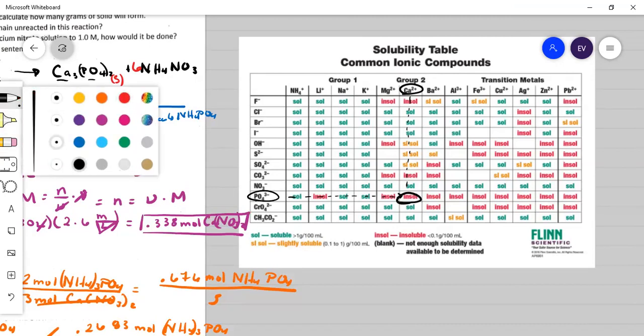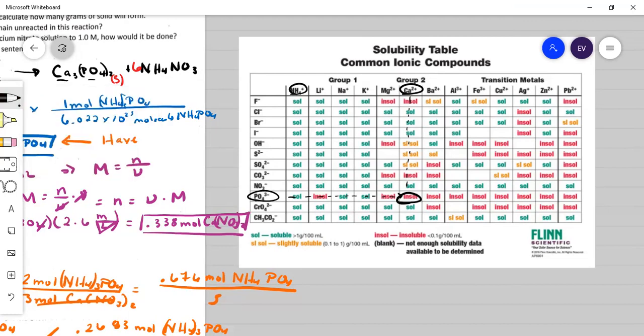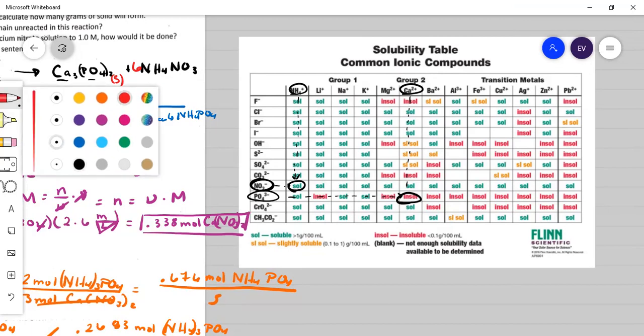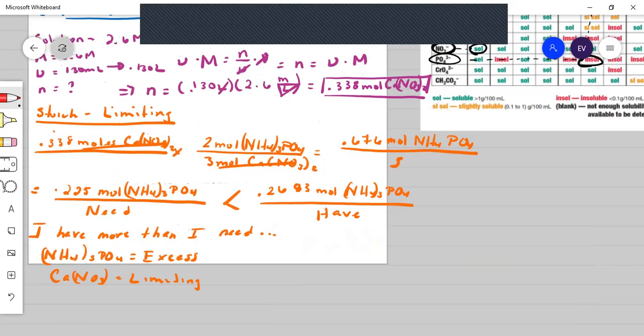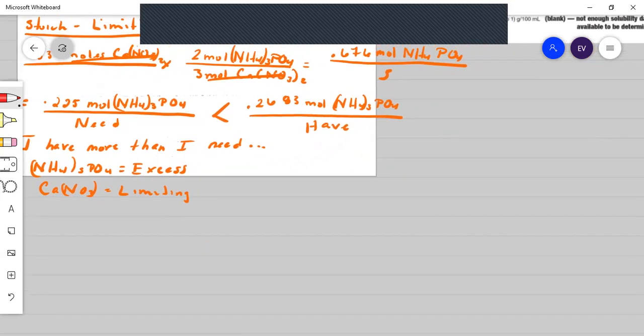So let's go back and take a look at ammonium nitrate. Here's ammonium right here, and then nitrate is here. Going across here and then coming all the way down, I can see that this one is going to be soluble. So ammonium nitrate is not going to form a solid. That's going to remain in solution. So I'm going to write an AQ here for aqueous. Aqueous means that it's going to be in a water environment, but it's going to stay in solution. So using the solubility chart, now I know the solid is equal to calcium phosphate.